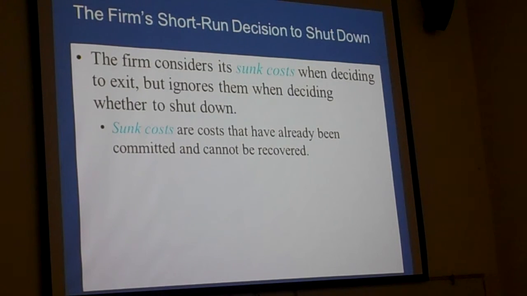A firm considers these, more definitions. Some costs are costs that you can't recover. So we have exit and shutdown. An exit is getting out of the industry when, in the long run, you can't pay your total costs. A shutdown is when you close your business because you're not generating enough revenue to pay for your variable costs.